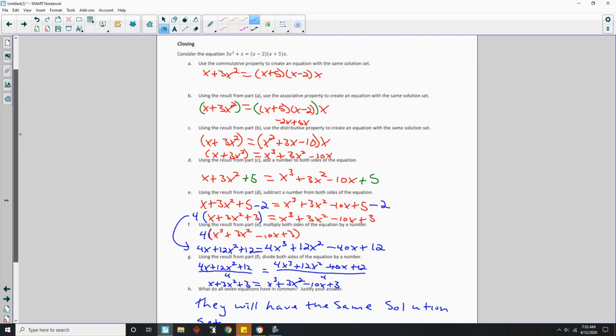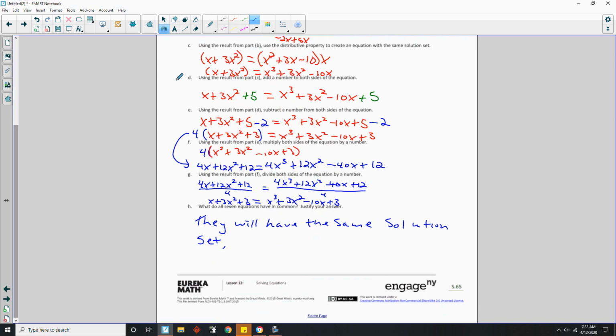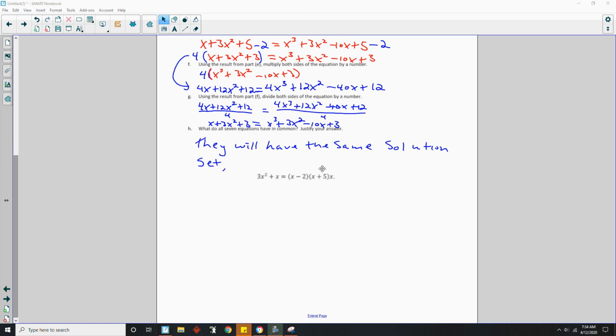Okay, I'm not going to take the time in this video to do all of these, but if you just solved these, I'll start up at the top and we'll solve that one. So let me make some space here and I'll copy it down. Okay, so we have the equation 3x squared plus x equals x minus 2 times x plus 5 times x. So I'm going to solve this. So on the left, I can factor out an x, and that would give me x times 3x plus 1. Actually, I don't want to do that. Never mind. I could do that, but I don't want to.